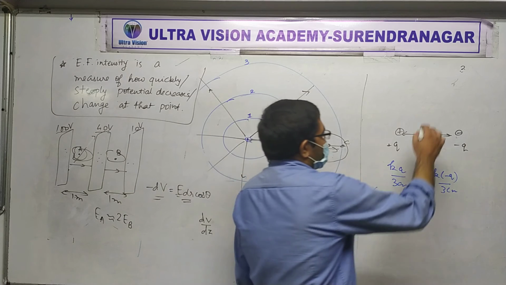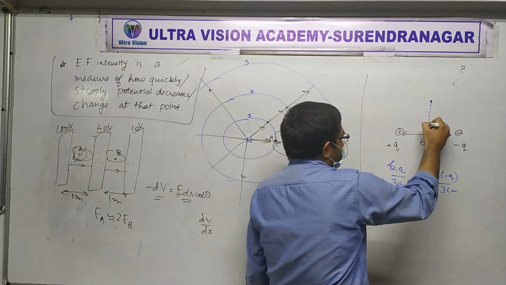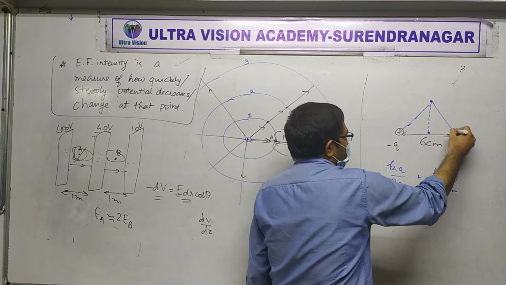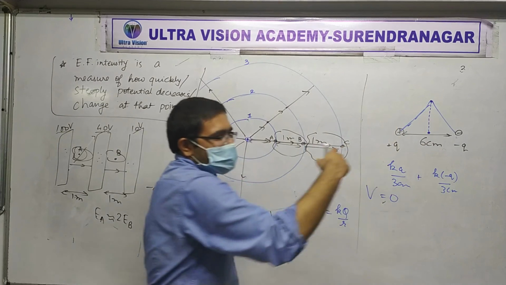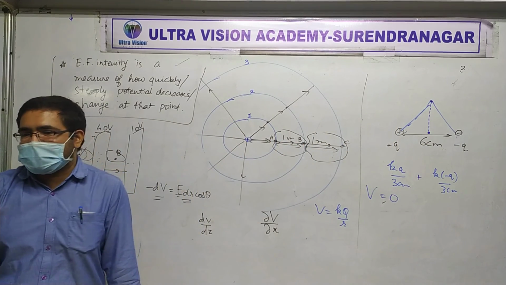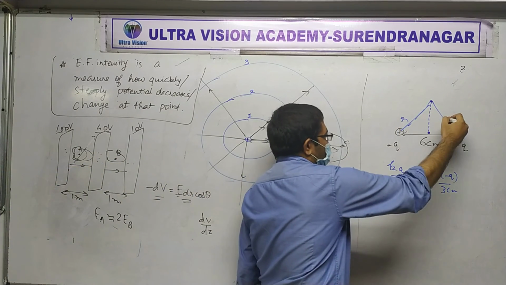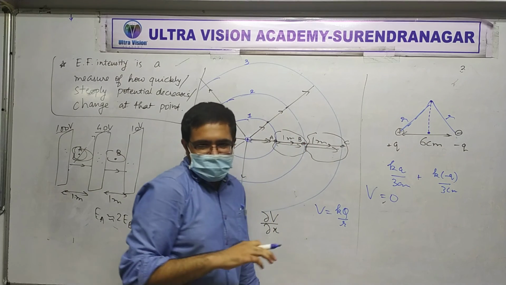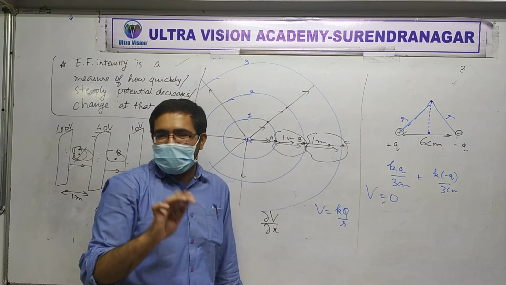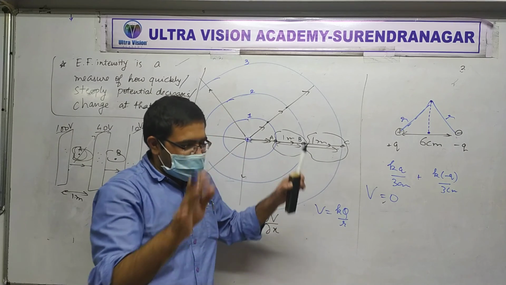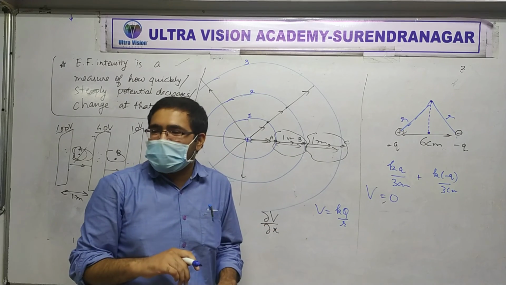Very good. Suppose you take one point right on the perpendicular bisector, at some distance, and the same on this side. As long as the distances from both the charges are the same, that point will have how much potential? Zero potential. Clear? All such points will make one equipotential surface.